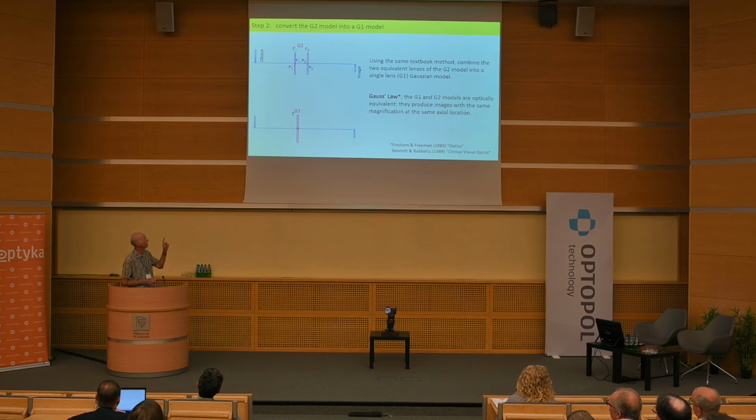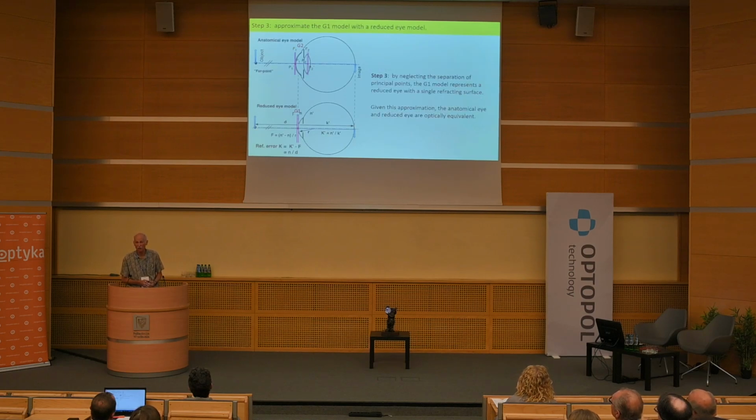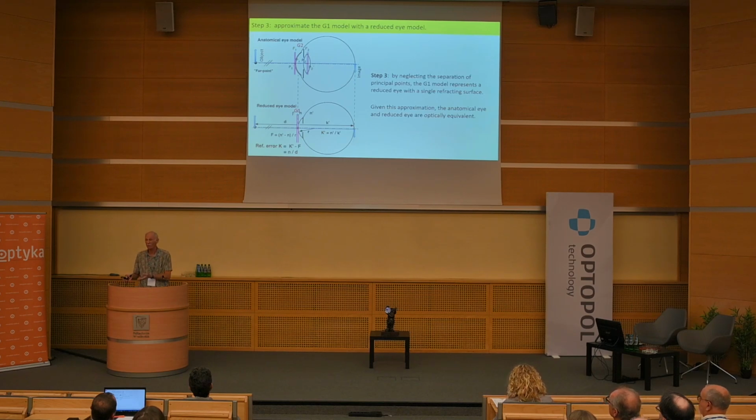Now if we take one more step and sort of ignore the small distance between these two principal planes in the G1 model, you can end up at a reduced eye, because that's where you put the refracting surface of the reduced eye, halfway between those two principal planes. And so now we have this lovely situation where we have two sort of physical or anatomical models, the real one at the top, the simplified one at the bottom. But they can be represented optically for optical analysis by Gauss's principal plane method.